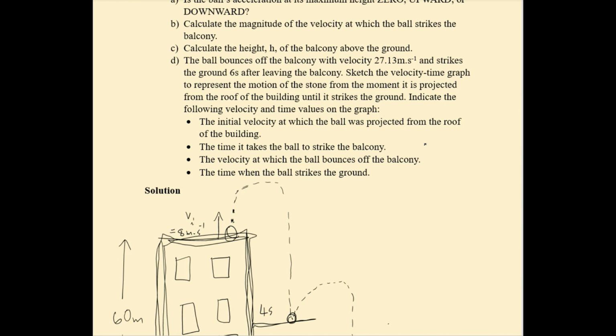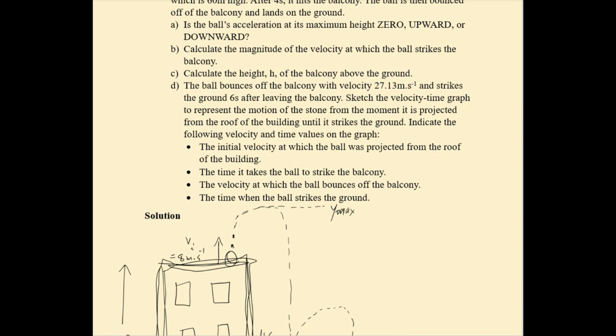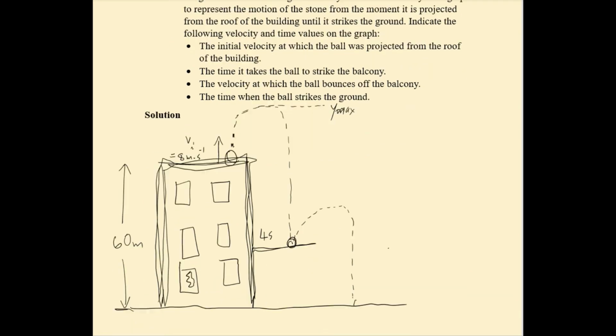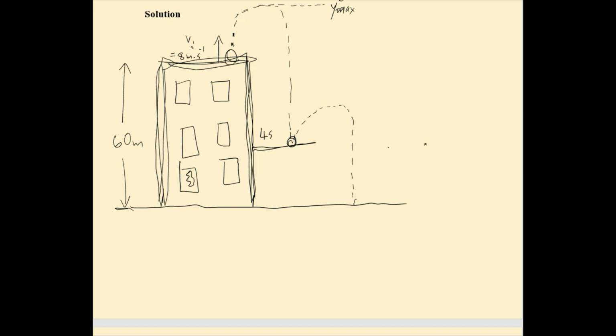When it reaches the maximum, we can call this y max. At y max, its velocity is 0, and then only gravity, acceleration due to gravity, causes it to go down. So I would say at its maximum height, the ball's acceleration is strictly downward. It's a one-word answer. Question A, downward. For reasoning, you can just write what I had explained.